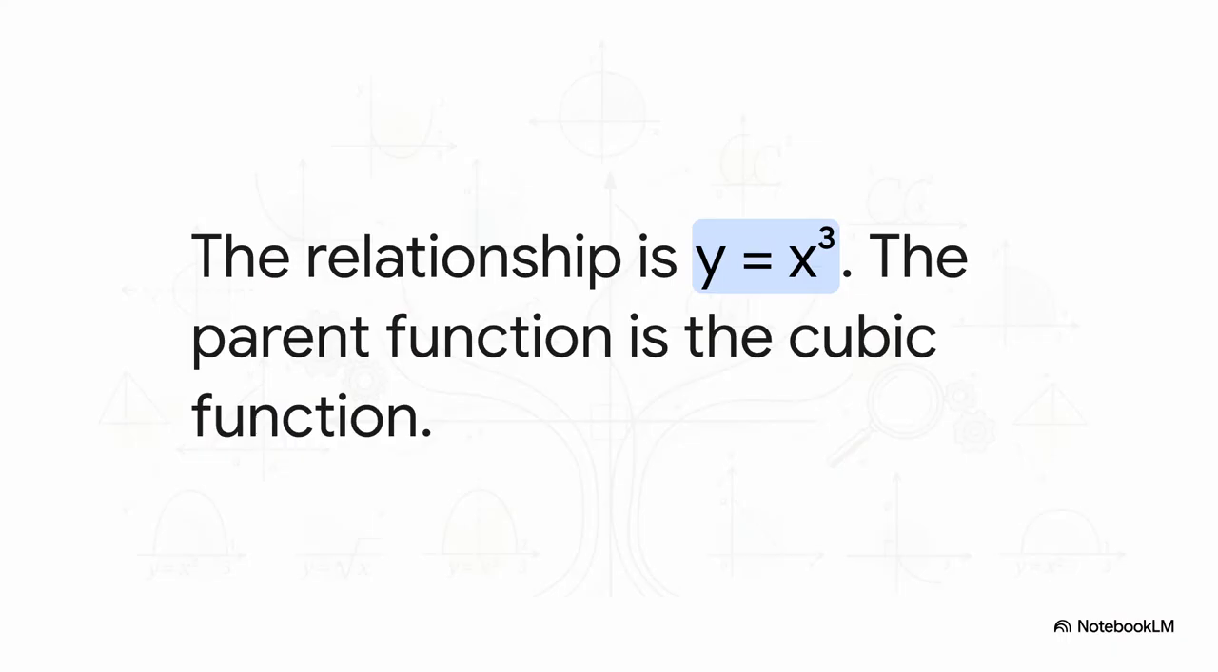And if you guessed the cubic function, you are absolutely right. Every y value is just its x value cubed. Negative 3 times negative 3 times negative 3 gives you negative 27. The data is a perfect match for the parent function f of x equals x cubed.